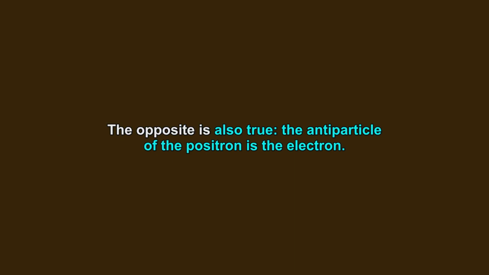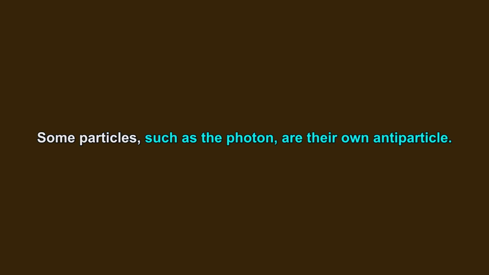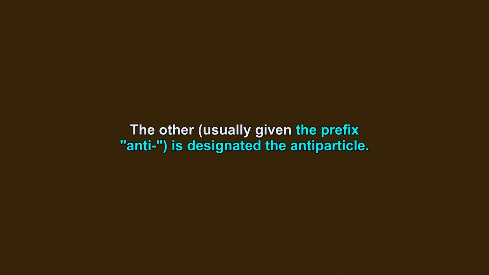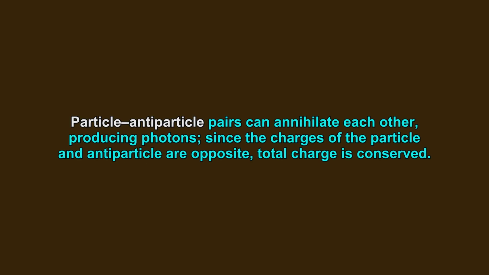The opposite is also true. The antiparticle of the positron is the electron. Some particles, such as the photon, are their own antiparticle. Otherwise, for each pair of antiparticle partners, one is designated as the normal particle, the one that occurs in matter usually interacted with in daily life. The other, usually given the prefix anti-dash, is designated the antiparticle.